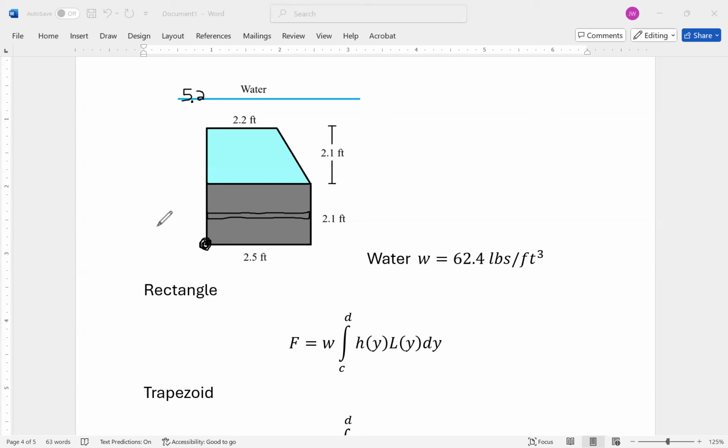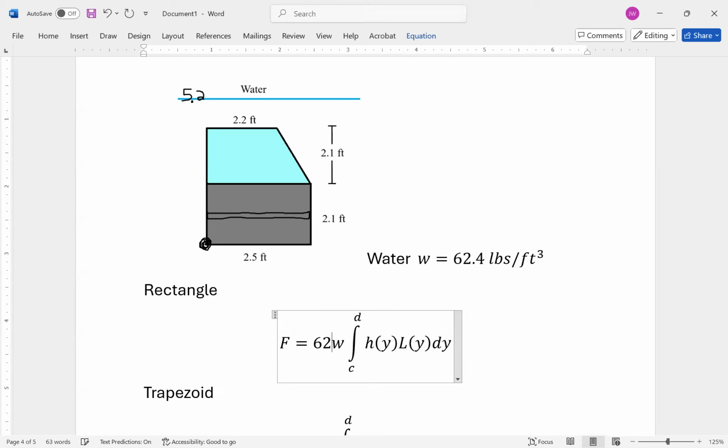So that's what we're going to do with the rectangle. Weight density, this is water, it said we're falling into water, is 62.4. We're going to integrate from 0 up to 2.1 because that's the top of the rectangle. The depth goes from 5.2 down to an arbitrary value of y. And the length of the rectangle, again, x equals 2.5 on the right-hand side, x equals 0 on the left-hand side.